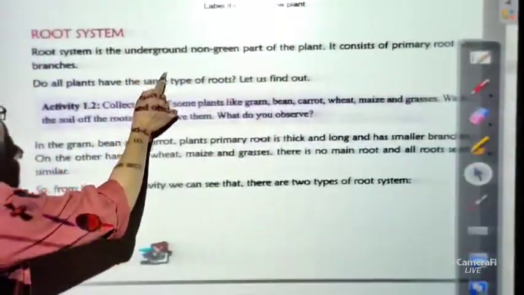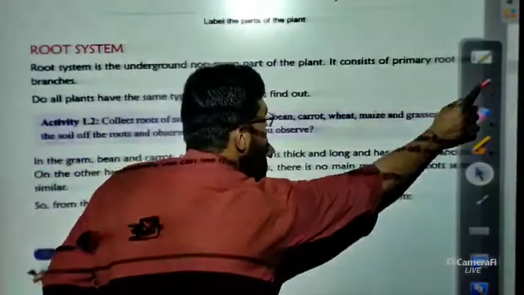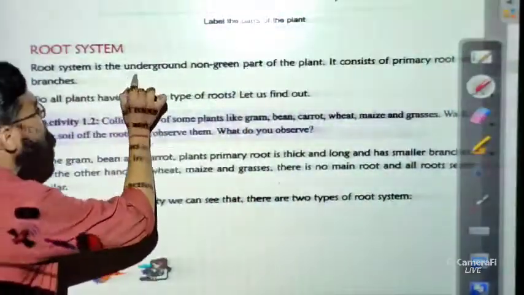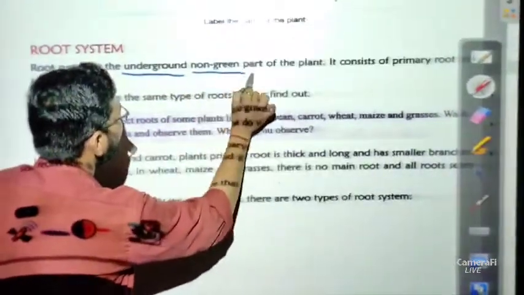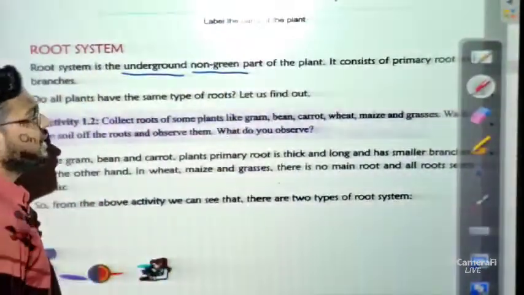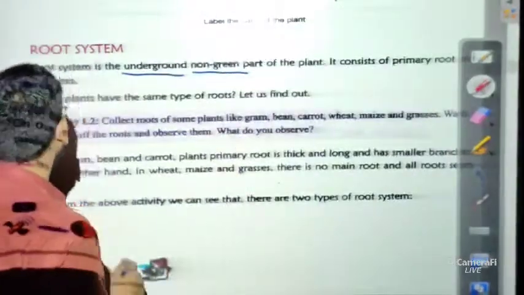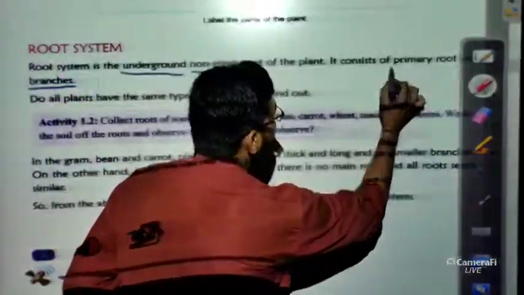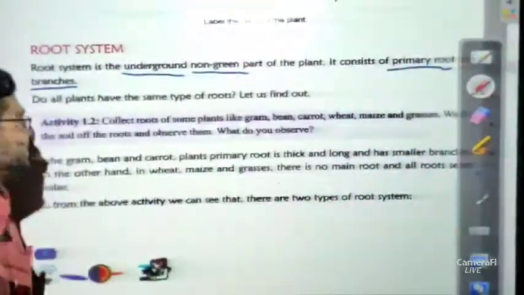Okay, so let us start with root system. So basically root system is underground. We have already discussed it is the underground non-green part of the plant. It consists of the primary root and the branches.